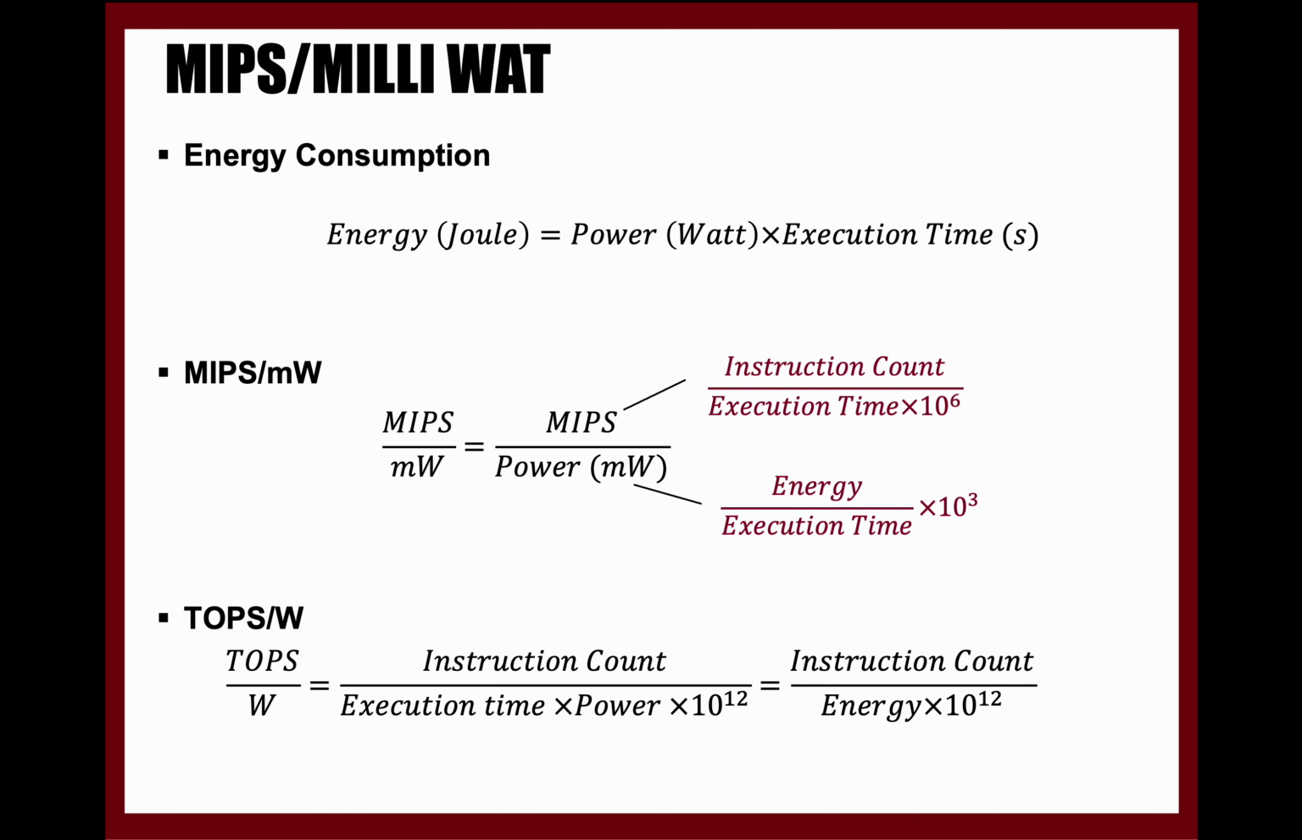Lastly, there is TOPS, which stands for trillions of operations per second per watt. The metric is similar to MIPS per milliwatt but on a much larger scale, typically used in high performance computing systems. The formula is: TOPS per watt equals instruction count divided by execution time times power, times 10 to the power of 12, which equals instruction count by energy times 10 to the power of 12.